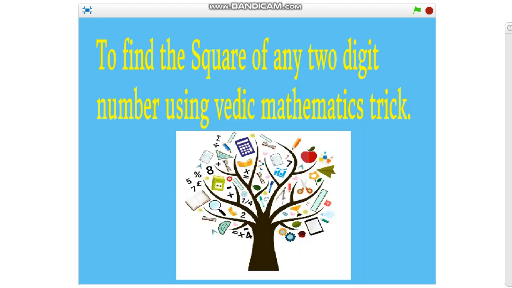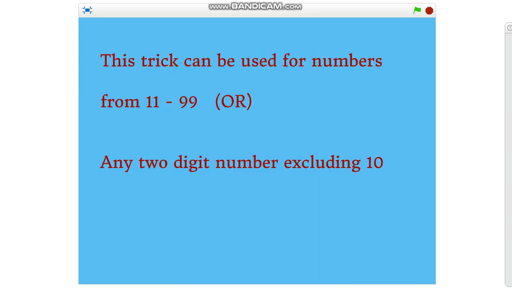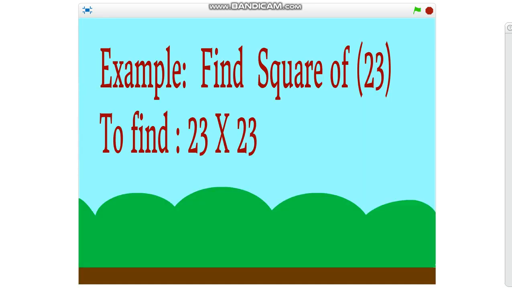Today, in this video, we are going to learn how to find out the square of any two-digit number using a Vedic mathematics trick. This trick can be used to find out the square of numbers from 11 to 99. It is not applicable for the number 10. Let us take an example. Let us find out the square of the number 23. Square of 23 means 23 times 23.